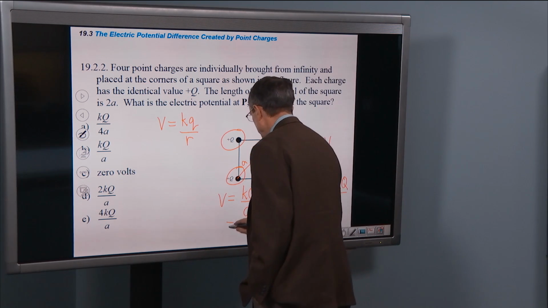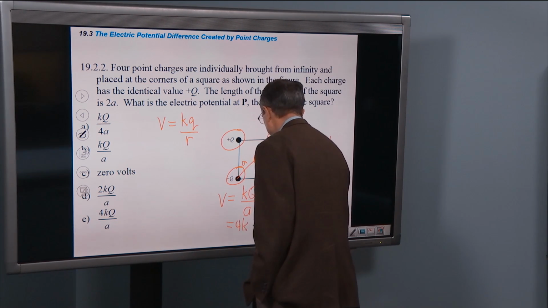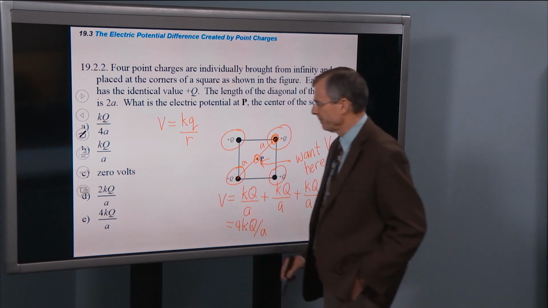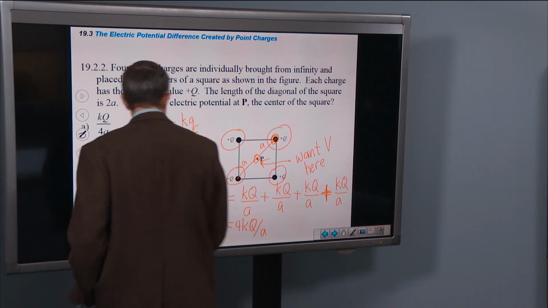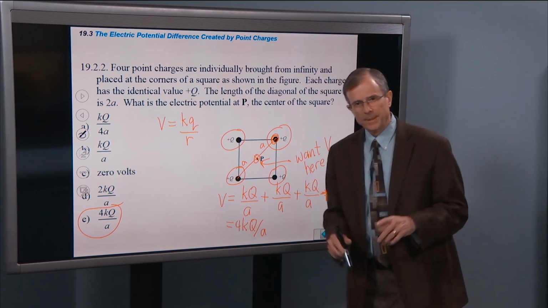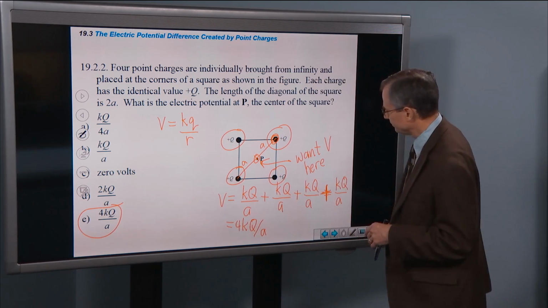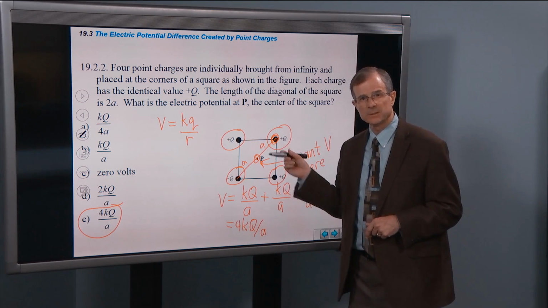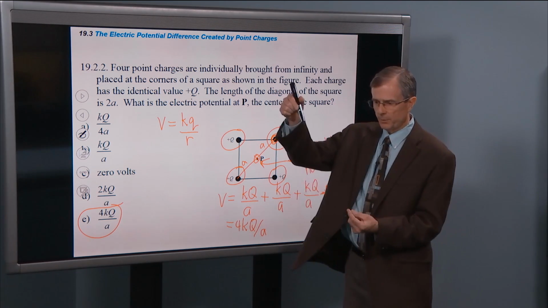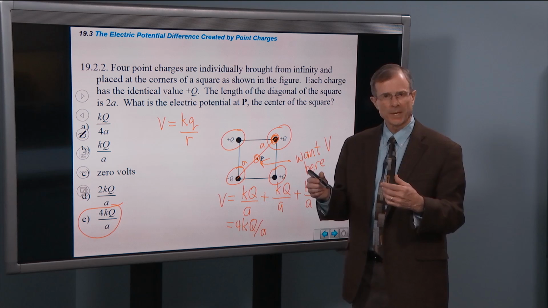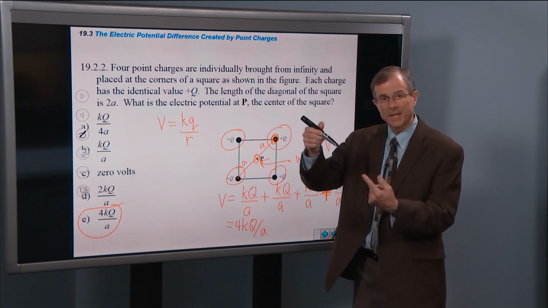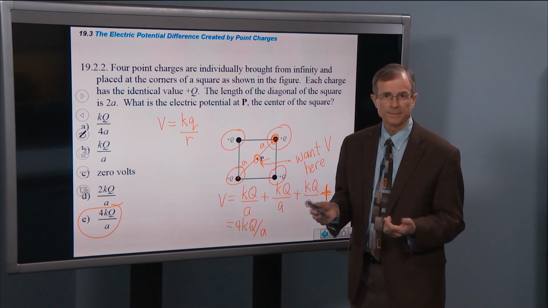And what do we get? We get four terms that add together to give 4KQ over a. So here's the answer. Now, you might say, well, wait a second here, Dr. Edwards, this is kind of interesting, because when we dealt with electric fields, we always had to take the direction into account. In the one example that we did where we had charges at different corners of a rectangle, sometimes the electric fields canceled each other, and we had to take the direction into account with electric fields.